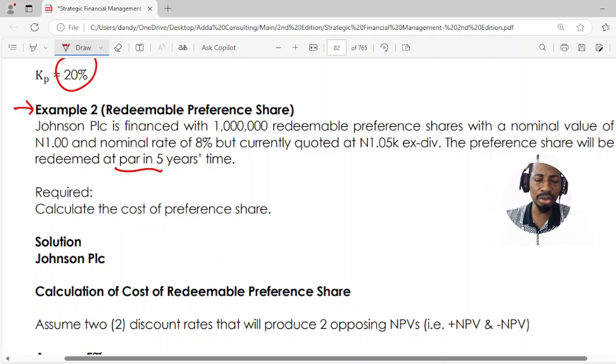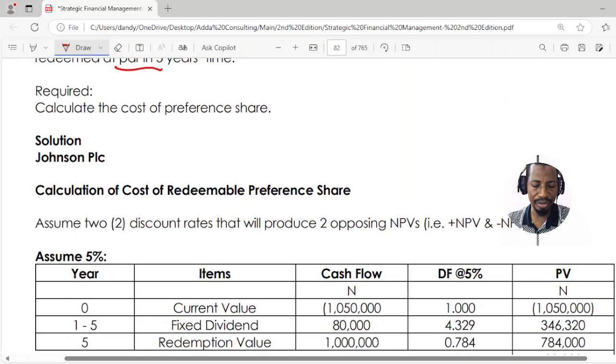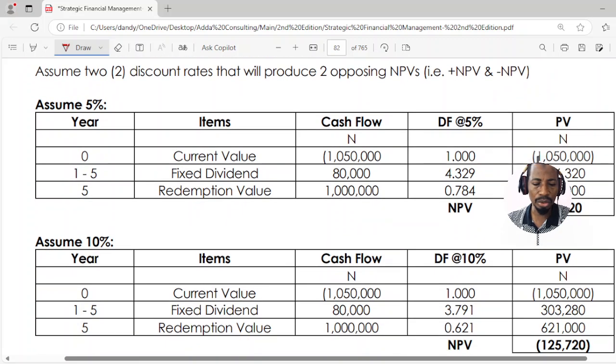I'm going to assume two discount rates that will produce two opposing NPVs. One discount rate will give me a negative NPV, then another will give me a positive NPV. Then I will put the answers into the internal rate of return formula. That's all I need to do. Therefore, let's go and calculate the positive NPV and negative NPV. We're assuming 5% as the first discount rate.